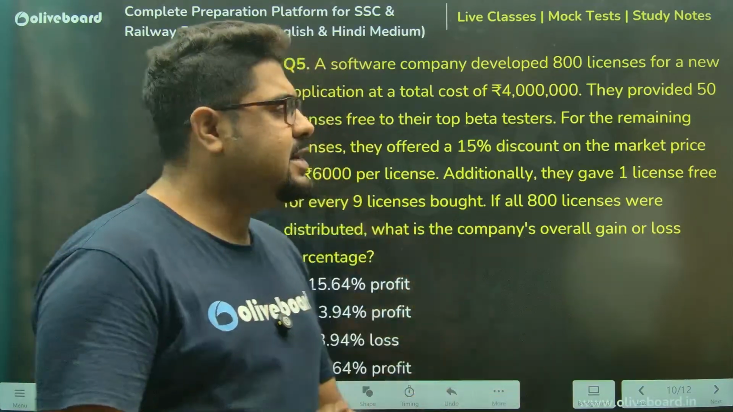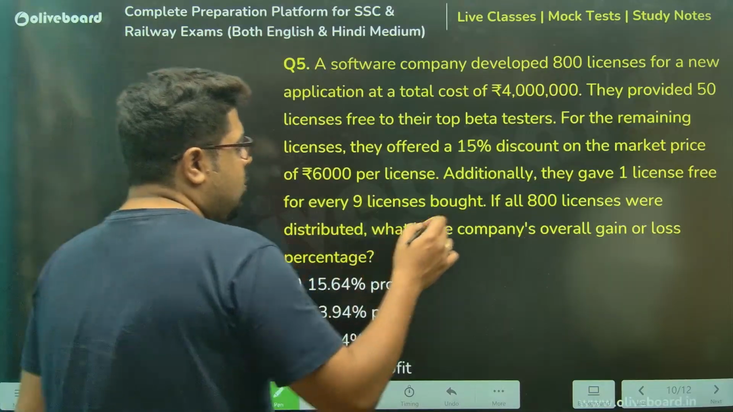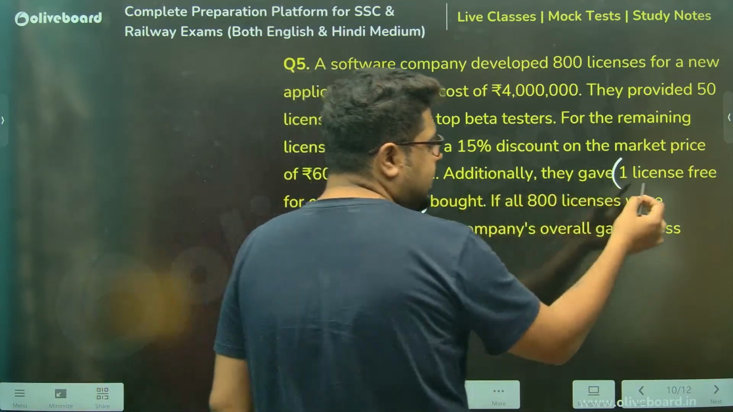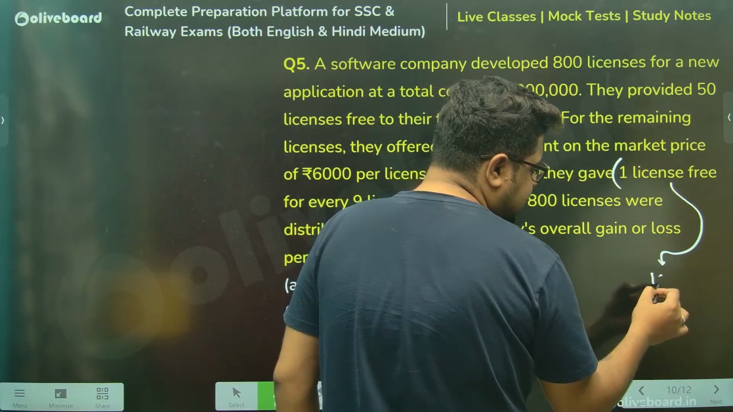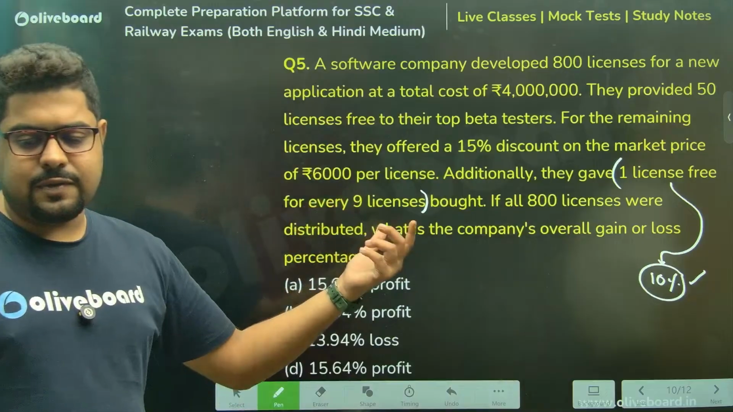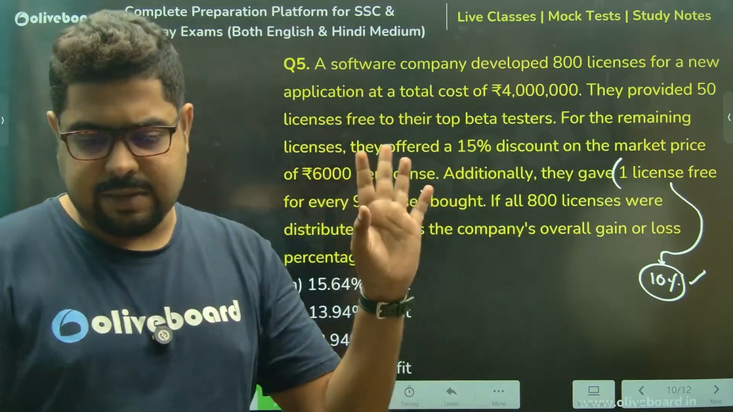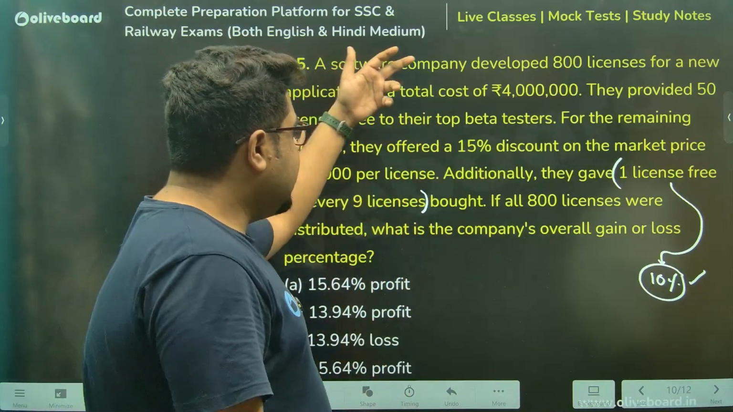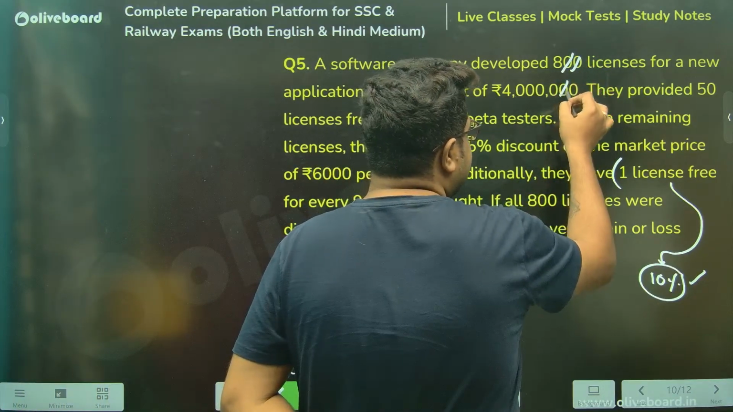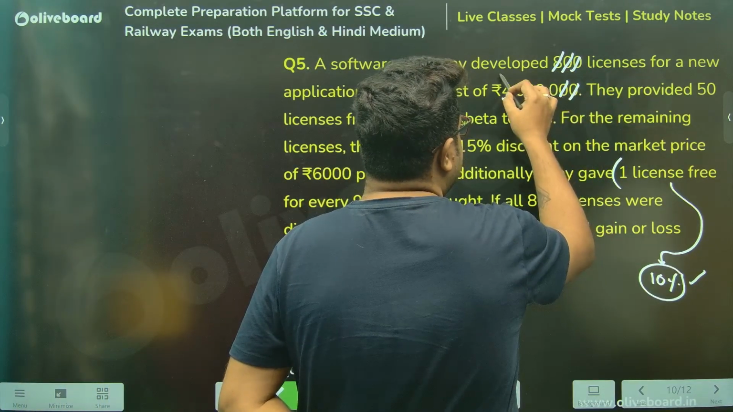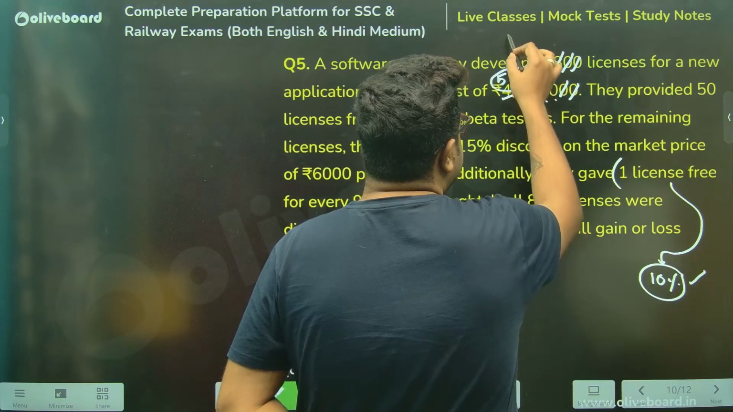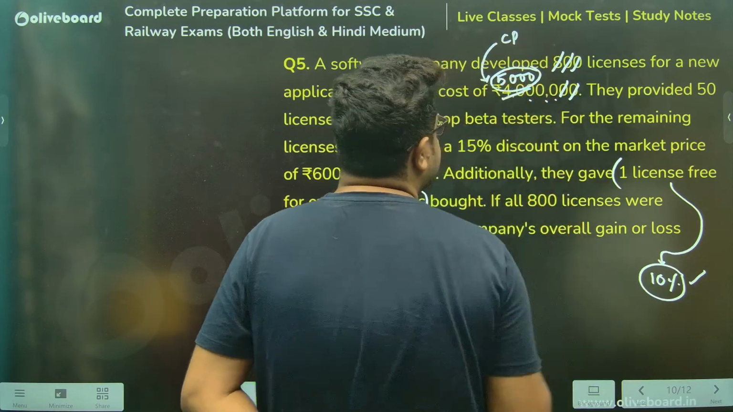So first things first. One license free out of 9 licenses. This meaning one free out of total 10, meaning 10% discount. First you convert that into 10% discount. Simple terms. Now, 800 licenses for this. So their CP will be for every license 5,000 rupees. CP for each of the licenses.